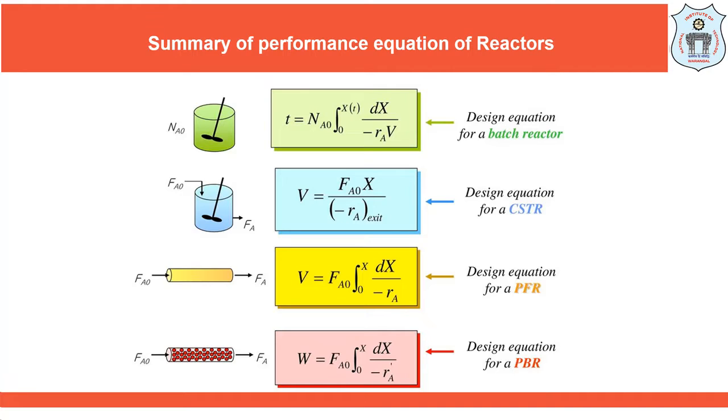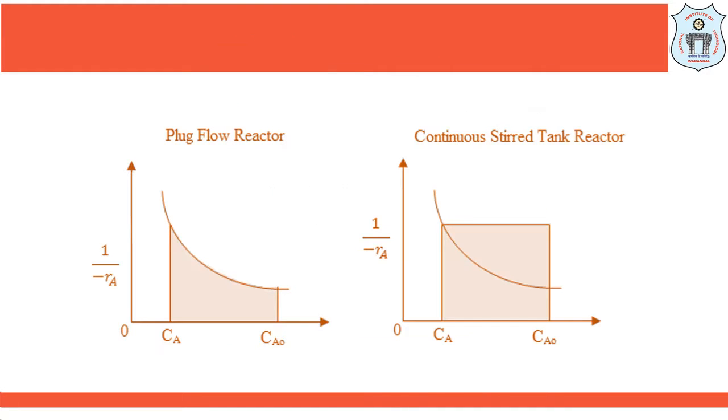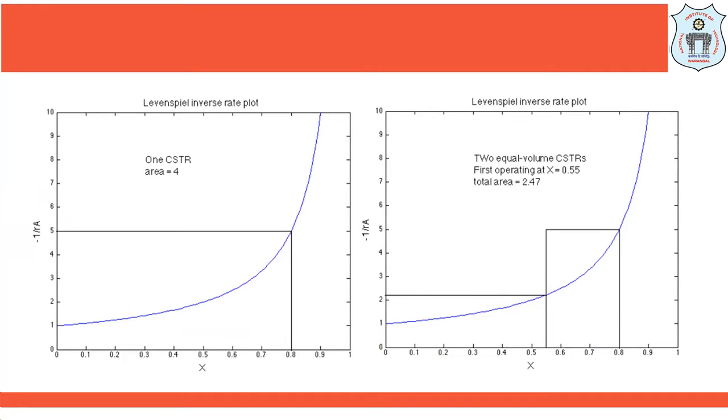Okay, this is where we are going to discuss what the advantage will be if we have CSTRs arranged in series. Let us see that one. For that we should be able to construct the Levenspiel inverse rate plot, that is 1 by minus Ra versus Xa plot. So in this diagram you can see that on the left hand side we have a Levenspiel inverse plot where we have one CSTR, and on the right hand side, for the same 1 by minus Ra versus Xa plot, we have two reactors.